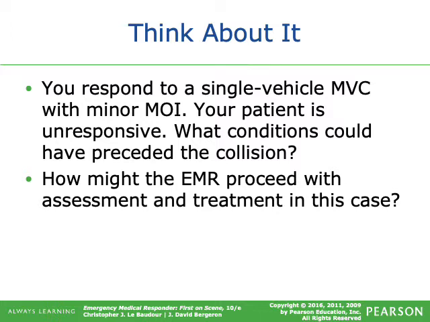All right, how might the EMR proceed with assessment and treatment in this case? So you always have to look at both sides of the coin. A mechanism of injury that does not look terribly bad could possibly still have caused this individual to be unconscious. So you want to take the same precautions that you would with a more significant mechanism of injury. However, you need to be on high suspicion for medical causes. So take spinal precautions, keep the patient secure. However, you need to be looking for possible medical causes as well.